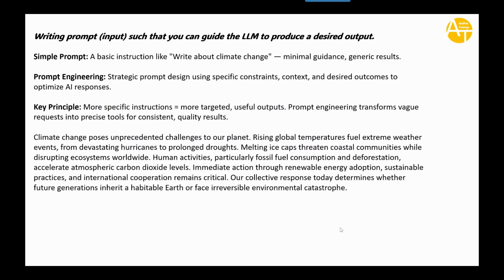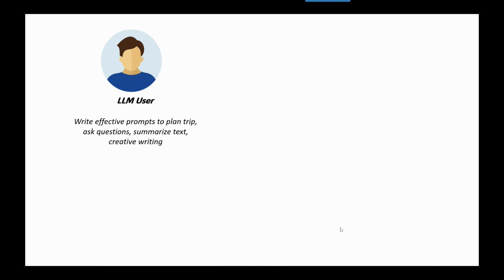Now, as a user of AI, how would you do prompt engineering? So there are two ways to do this. One is as an LLM user, for example, a ChatGPT user, where you just write an effective prompt to plan a trip, ask a question, summarize text, or do creative writing, like I just showed you an example.